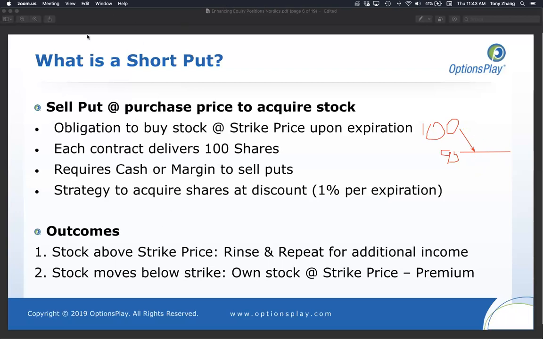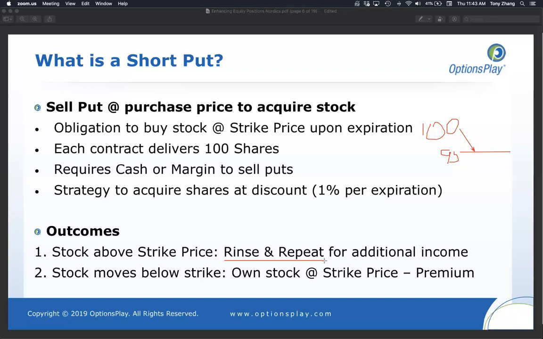Basically, the stock can either stay above your strike price. If that's the case, what happens is you keep the income that you receive from selling that $95 put, and you can choose to do that again, or what we call rinse and repeat, for additional income if you still want to own the stock. So you can ask yourself 1 month from today, do I still want to buy the stock?